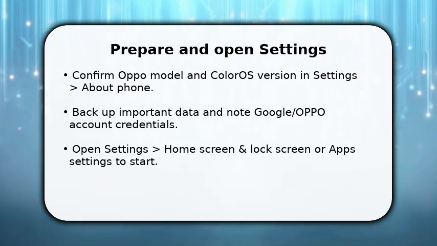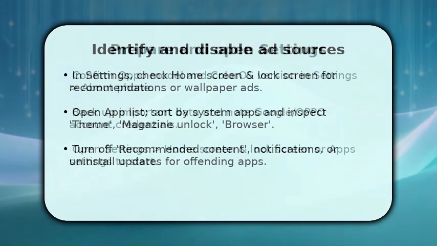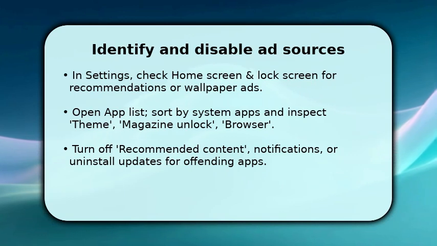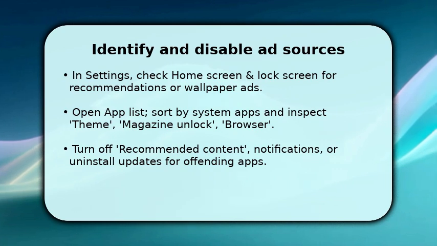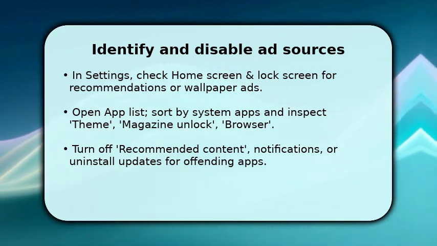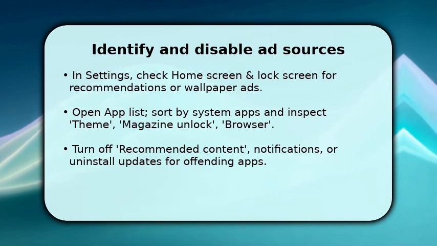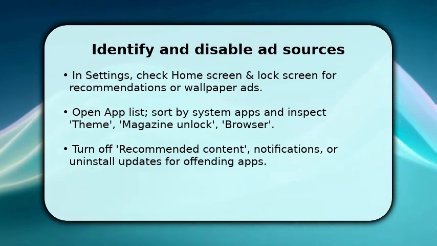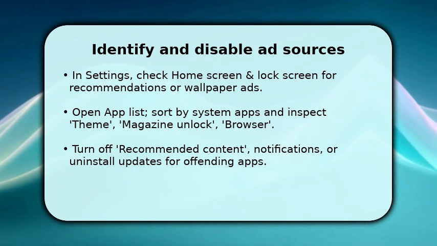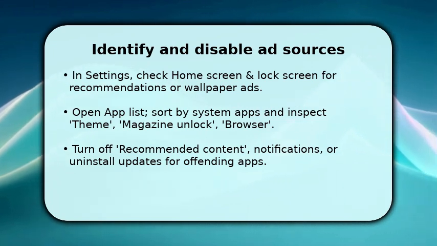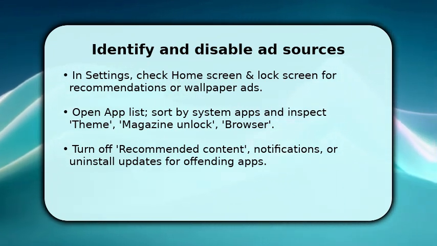You now identify which system component shows ads. Start in Home Screen and Lock Screen and toggle off any recommended content or similar switches. Next, go to Apps, enable Show System Apps, and inspect Theme, Magazine Unlock, or browser entries, because these commonly push wallpapers. Once you find the culprit, disable its notifications, revoke special permissions, and force stop it.